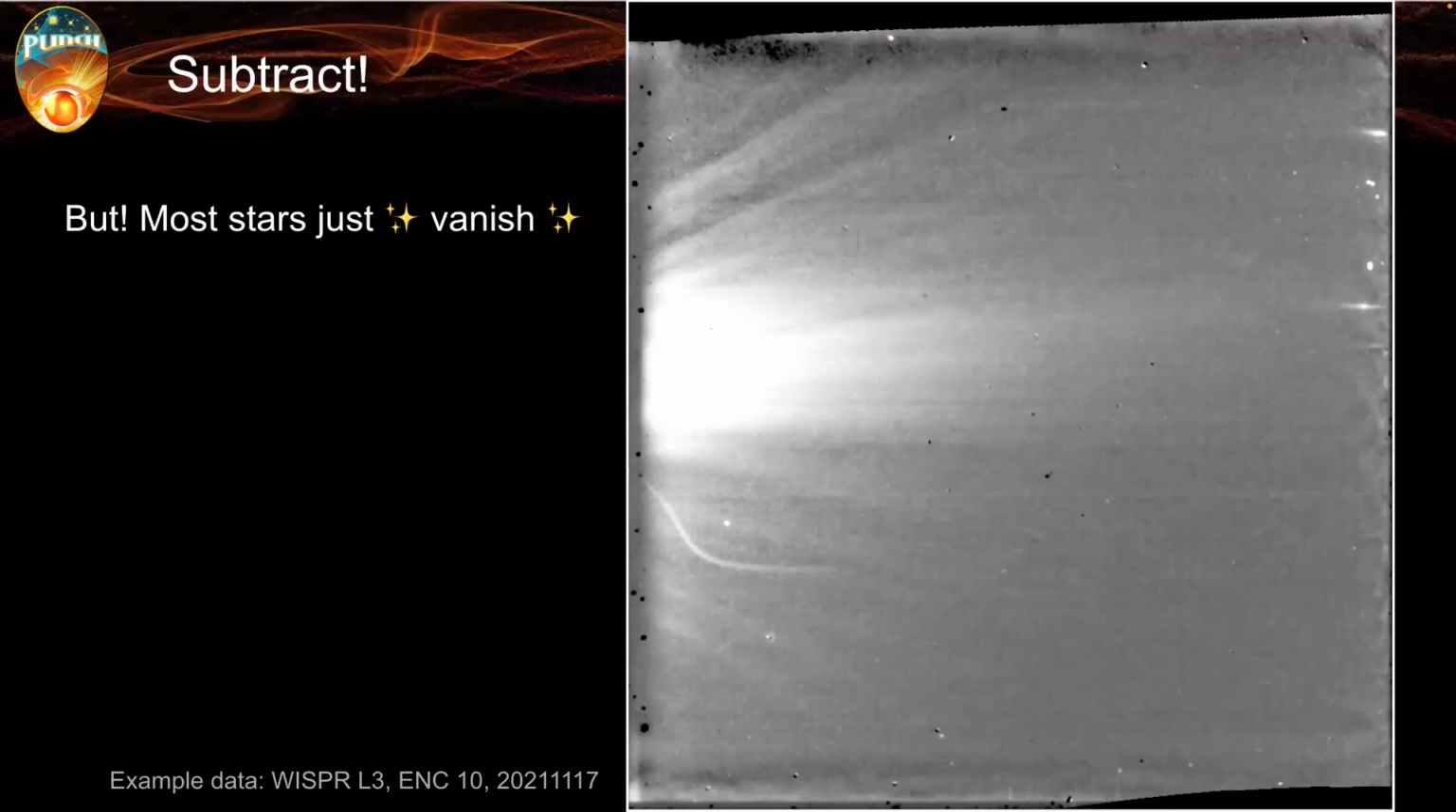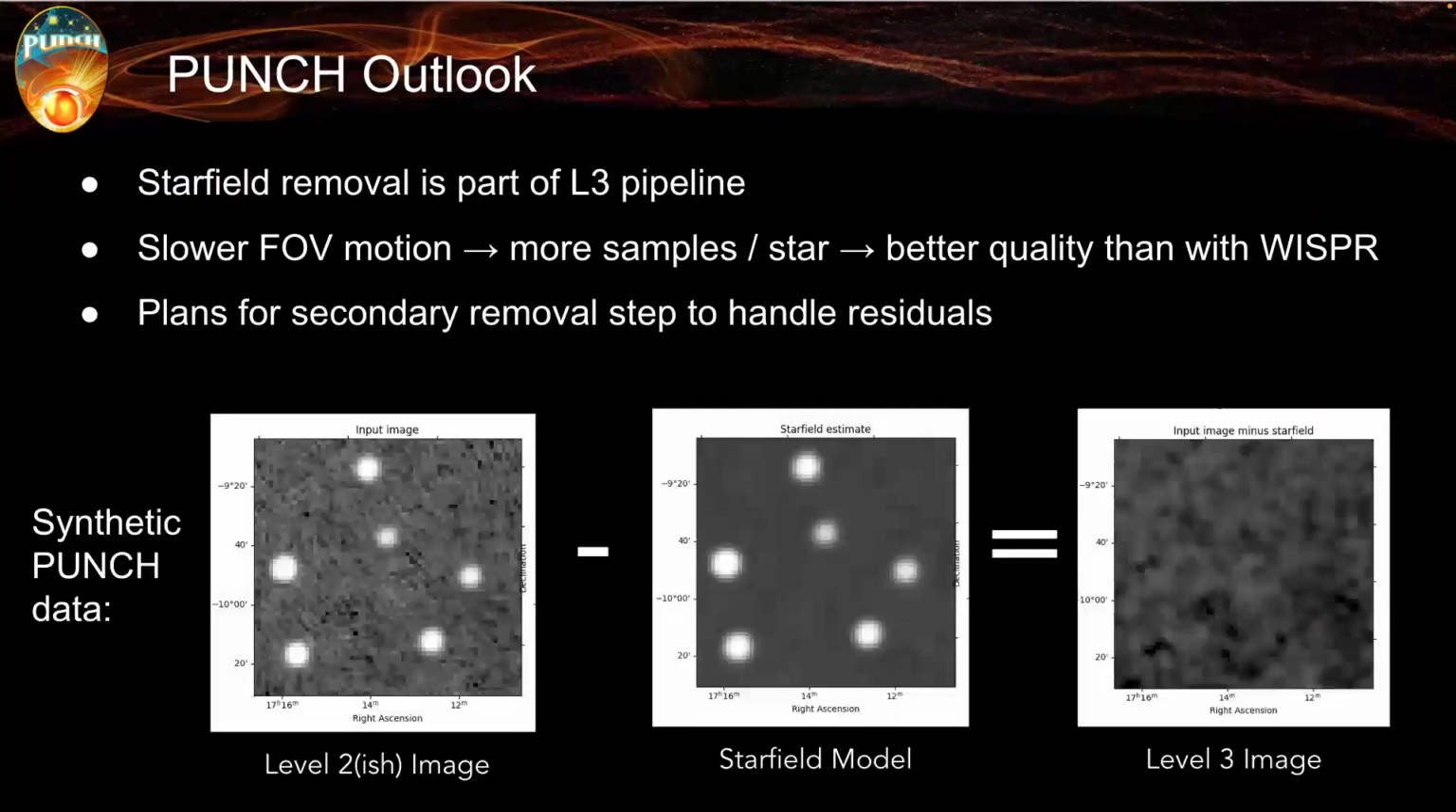This is, I think, really exciting. And this is what we're going to do with PUNCH as well. So this is my last slide. This whole thing is going to be a routine part of the PUNCH L3 pipeline. We're going to estimate these star fields over a rolling window of weeks or months, and then subtract that out of both the clear and the polarized images.